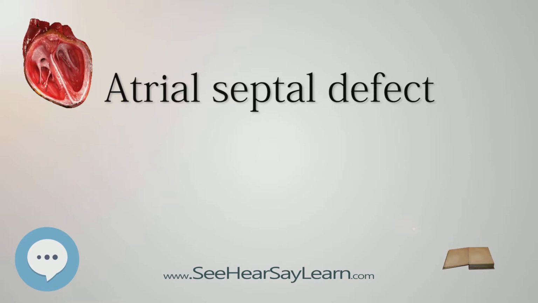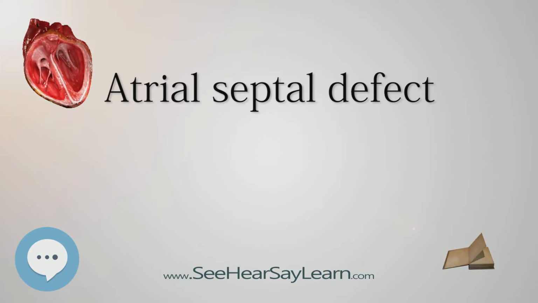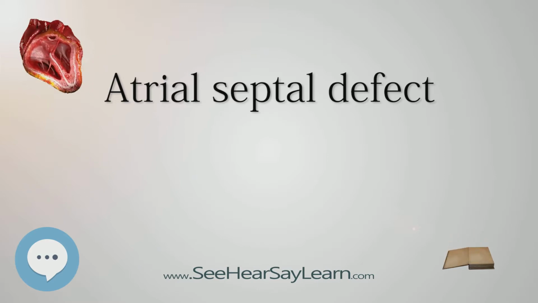In individuals with an ASD, a fixed splitting of S2 occurs because the extra blood return during inspiration gets equalized between the left and right atria due to the communication that exists between the atria in individuals with ASD. The right ventricle can be thought of as continuously overloaded because of the left-to-right shunt, producing a widely split S2.